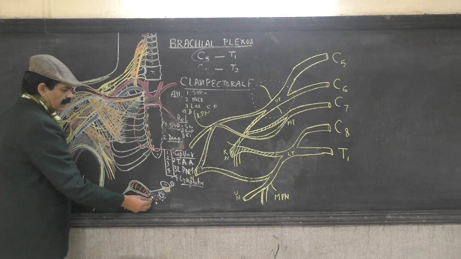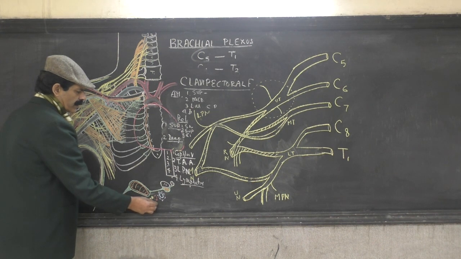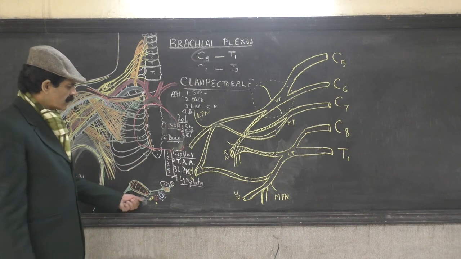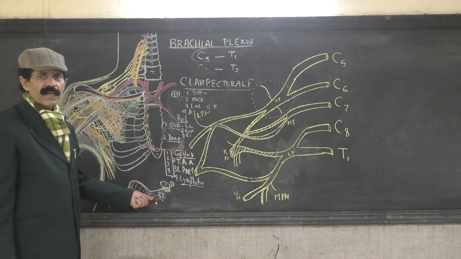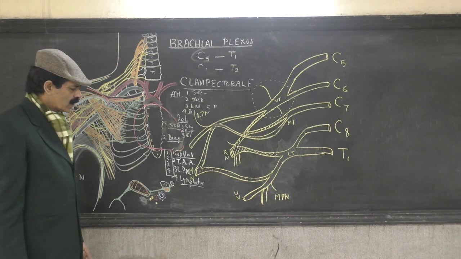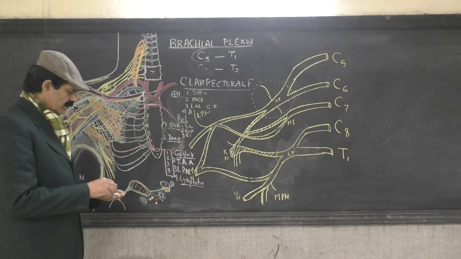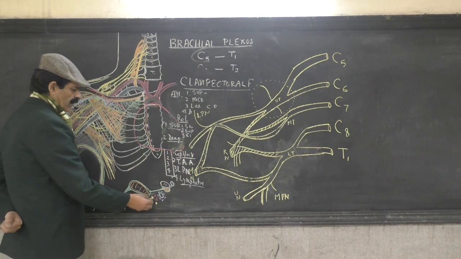So the lateral most is the lateral cord, then comes the posterior cord, which is also lateral, and this is the medial cord, which is posterior or deep to the axillary artery. So exactly we form the three cords in relation to the first part of the axillary artery in this diagram. And now the four structures which pierce. First, this is the lateral cord.